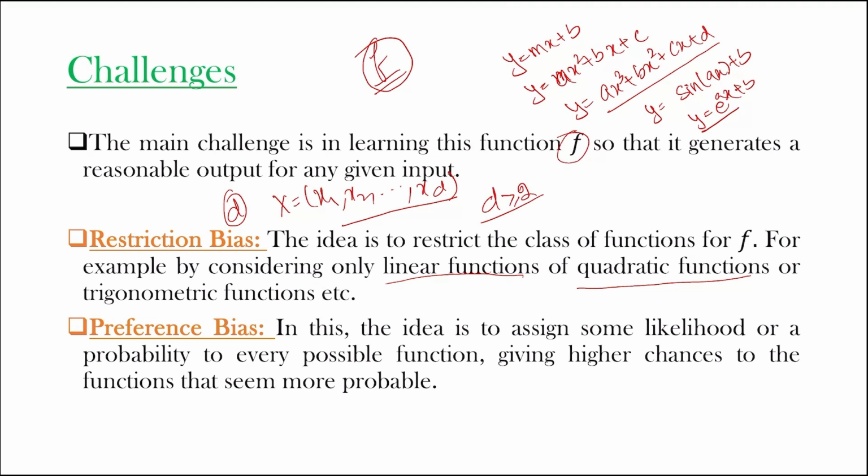Similarly, in the preference bias, the challenge is that the number of possible functions in the space of all functions is infinite. Basically, you have infinitely many functions, and it is extremely hard to assign a probability to every possible function, and thus this creates a challenge for the preference bias. So these are the two most important challenges and how we can deal with them in supervised learning.